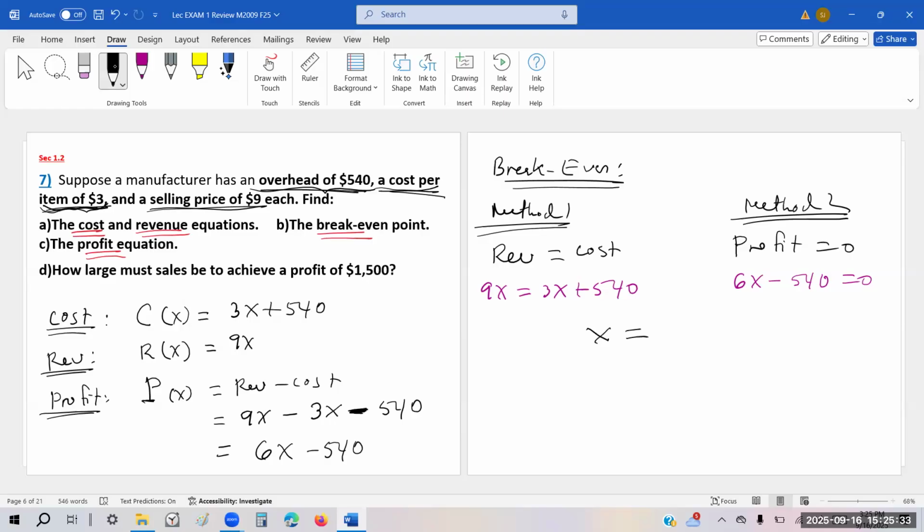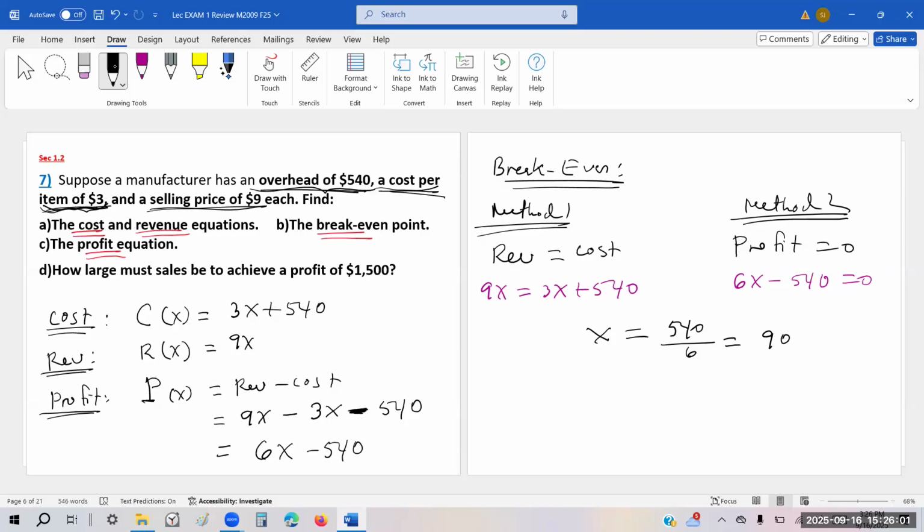Which one is easier to work with, the left or the right? Left? Okay. Left, right, both are the same. You get 6x equals 540. So it's 540 over 6, which is 90. So if you buy and sell 90 items, you neither gain any profit nor lose any money. So that's how the profit function works.